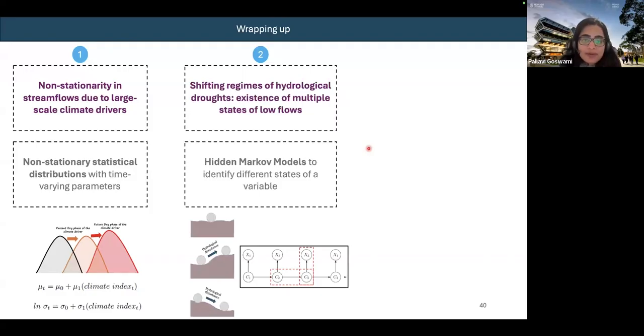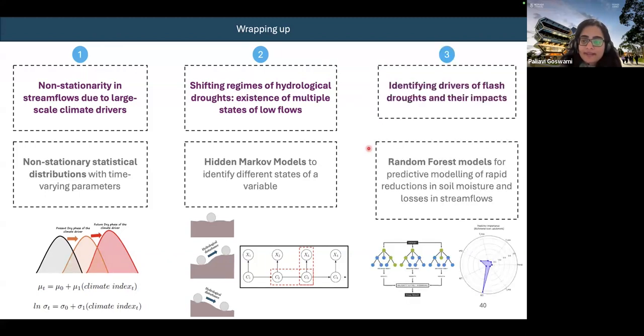The second one was using hidden Markov models to understand streamflow shifts, demonstrating that you can model shifts in distributions using hidden Markov models. And the last one was the application of random forest models to do predictive modeling, to identify drivers of flash droughts, as well as to come up with explanations of what causes the impacts during these flash droughts. I'll just wrap it up there.